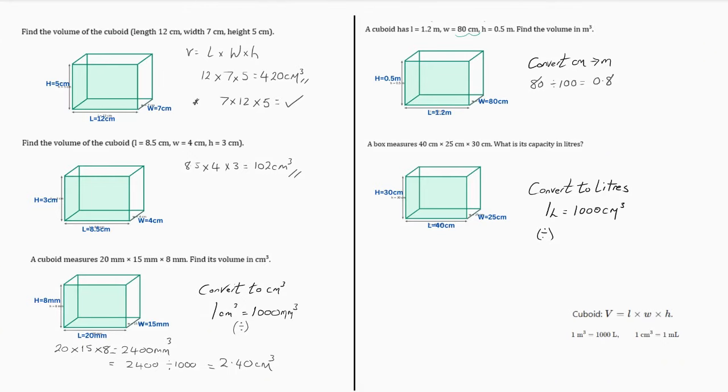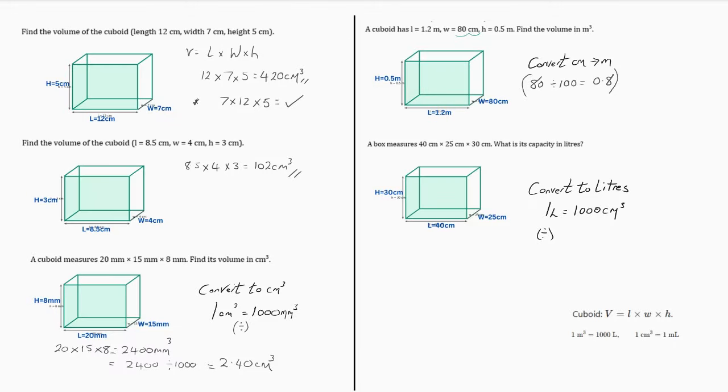A cuboid has length of 1.2 meters, a width of 80 centimeters, and a height of 0.5 meters. Find the volume in meters cubed. So the best way to do this is to convert the 80 first. Now I've done it for you so you can see, because by now you should know that converting centimeters to meters, we are dividing by 100, okay?